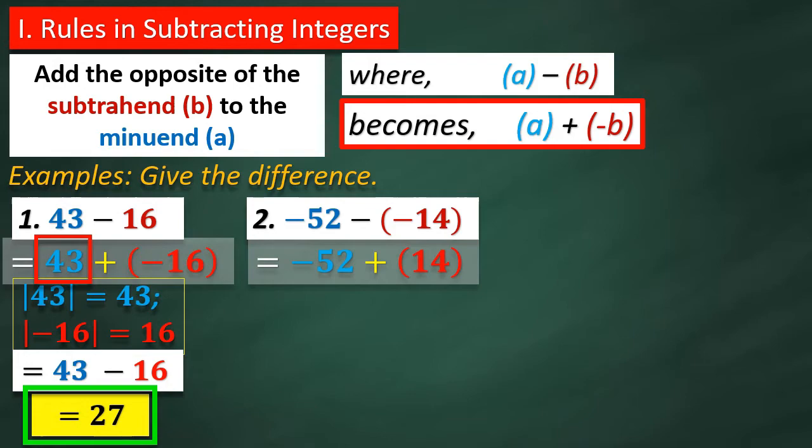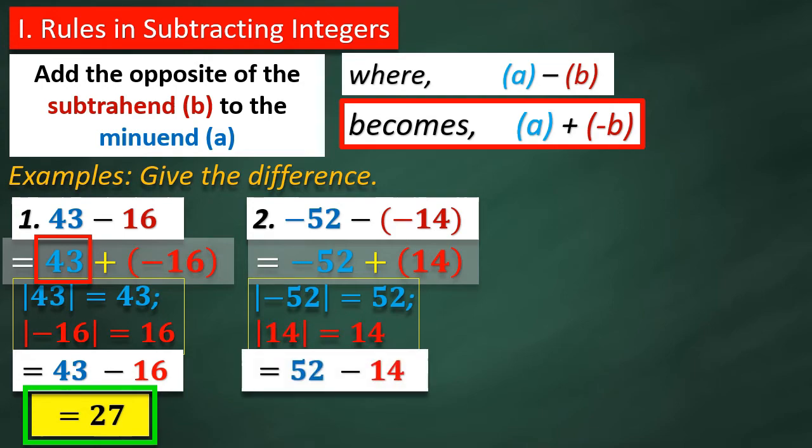Then, recall the addition rule on integers with different signs. We first get their absolute values. Then, subtract it. Lastly, we copy the sign of the integer with greater absolute value. The final answer is negative 38.